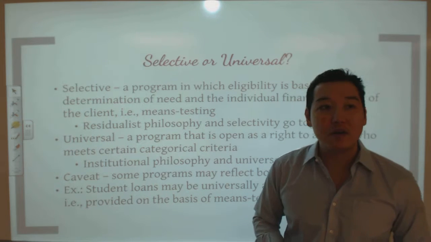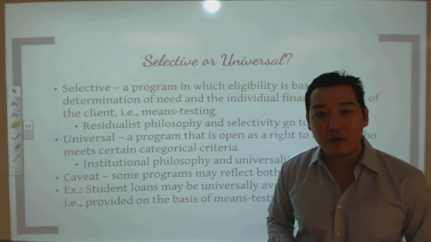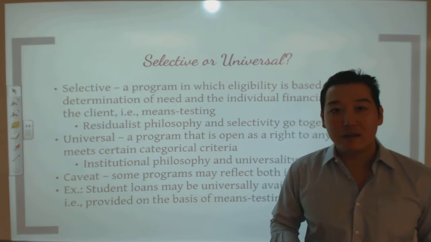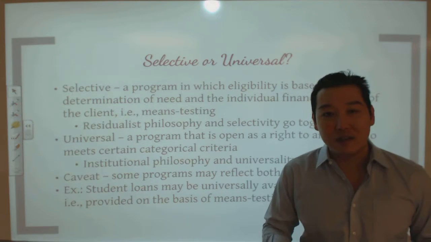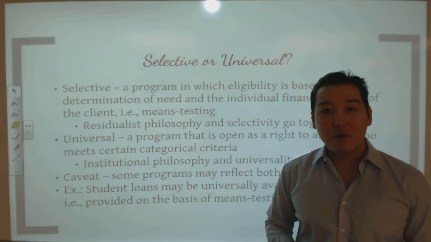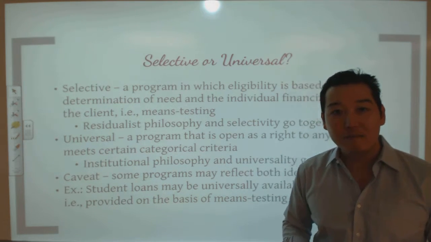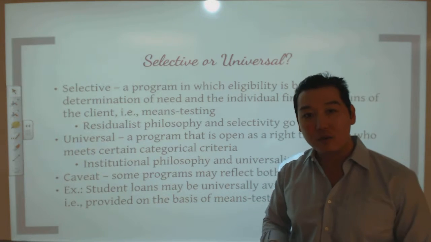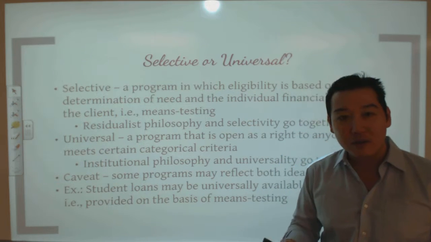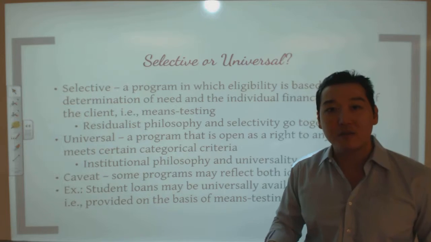The example that Professor Dolgoff gives is in the way of student loan programs. Federal student loan programs may reflect both. It may be selective in the sense that they may check your income, your assets, your parents' income and assets to see if you qualify. But of course, one could also argue that it's universal in nature, that any student who wants to attend school and meets certain criteria, you're a US citizen and such, may qualify for that particular loan. So be wary of those programs that may reflect both selective and universal principles.